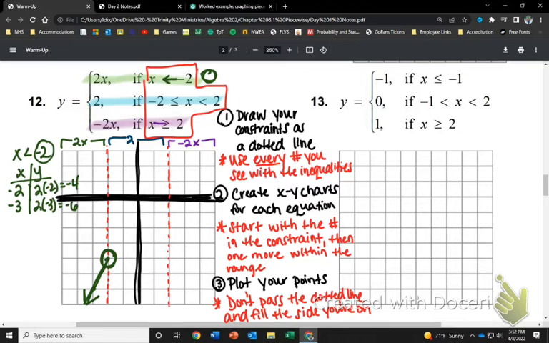Okay, now I can do my other piece. Let me change my color. It's just 2, so this is between -2 and 2. I create my little XY chart. There's 5 numbers you can use. You can use -2, you can use +2, you can use 0, you can use 1.